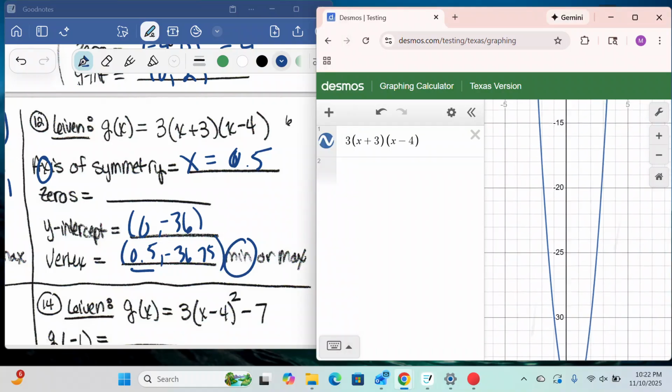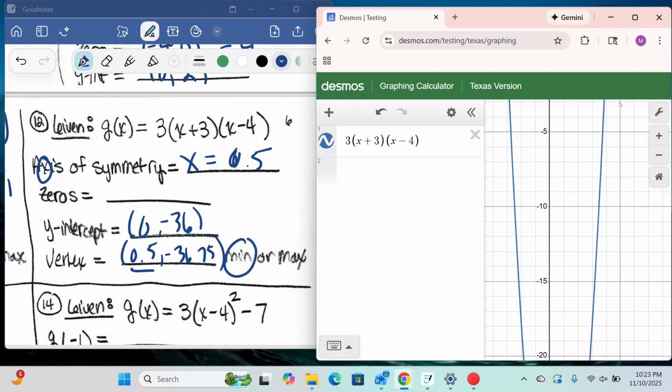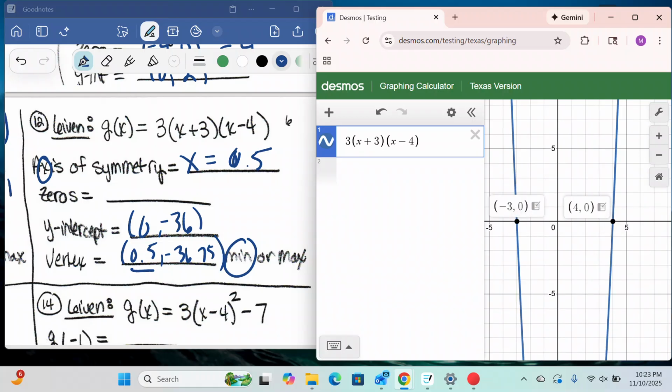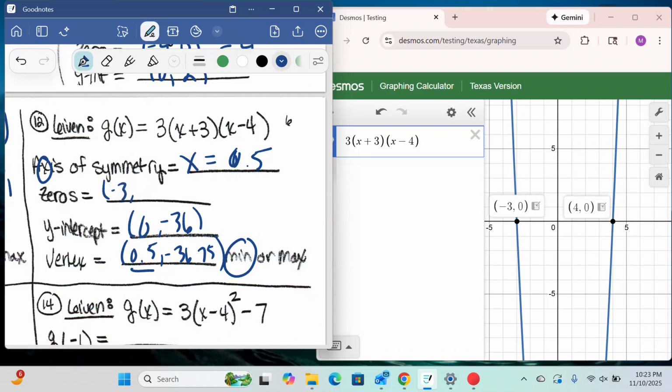And then I'm going to look at my graph and find, okay, what are my x-intercepts? Well, my x-intercepts are here and here. So my x-intercepts are -3, 0 and 4, 0. And my zeros, of course, would be -3 and 4. Or if you want to so call it, -3, 0 and 4, 0. So those are my x-intercepts and my zeros.